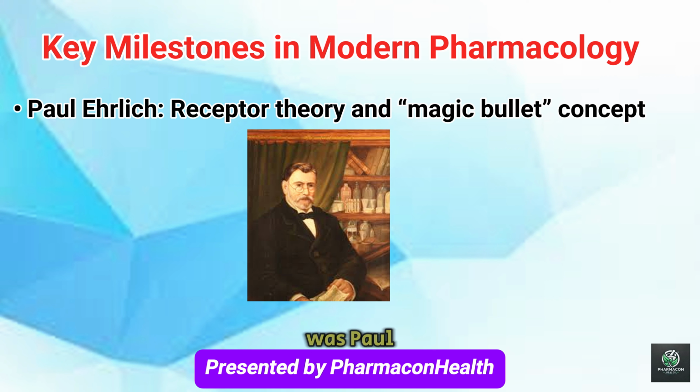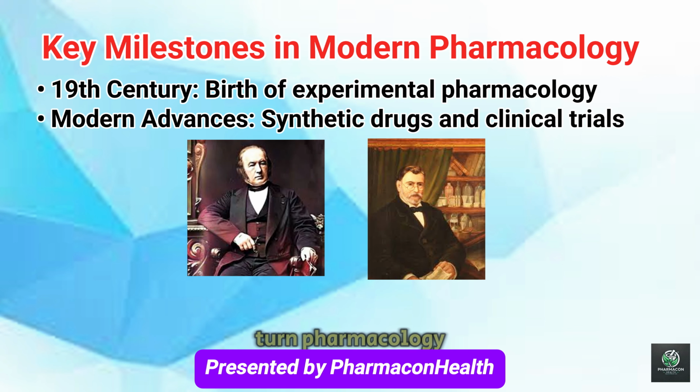Another pioneer was Paul Ehrlich, a German scientist. He proposed that drugs work by binding to special targets in the body, like a key in a lock. He called these drugs magic bullets. They could attack disease without harming healthy cells. Ehrlich's ideas led to targeted drug design, which is used today in antibiotics, cancer drugs, and more. Together, Bernard and Ehrlich helped turn pharmacology into a structured scientific field.